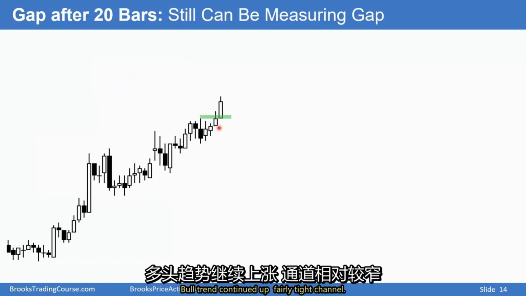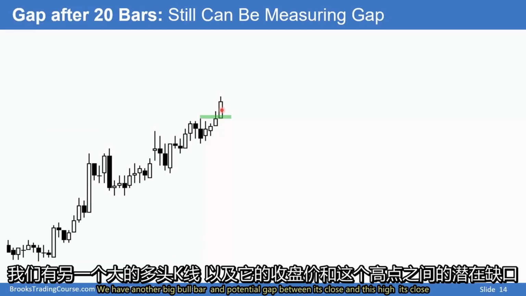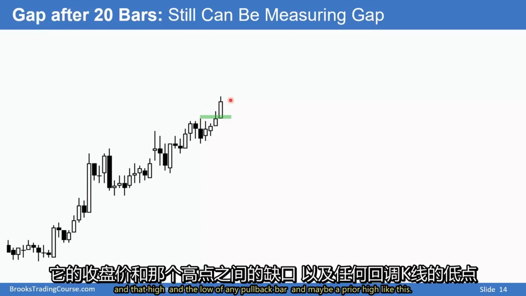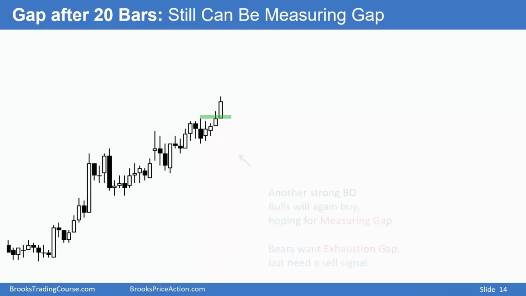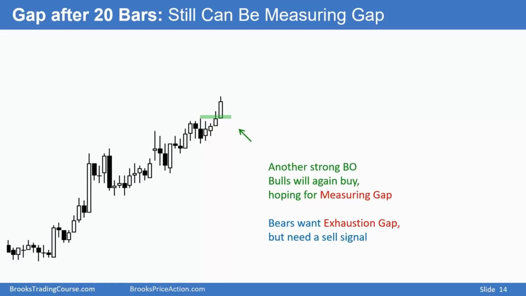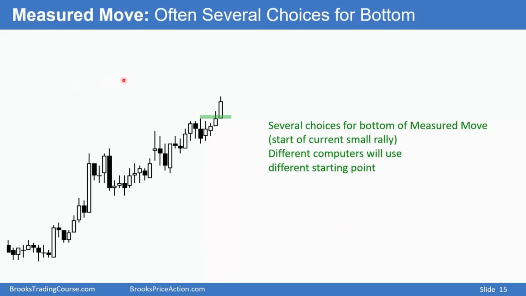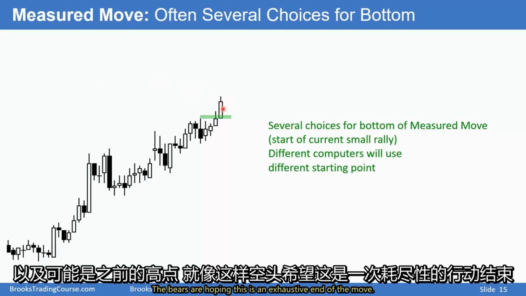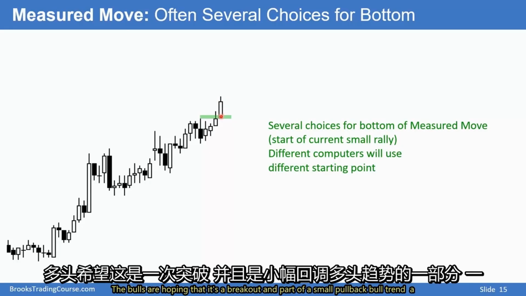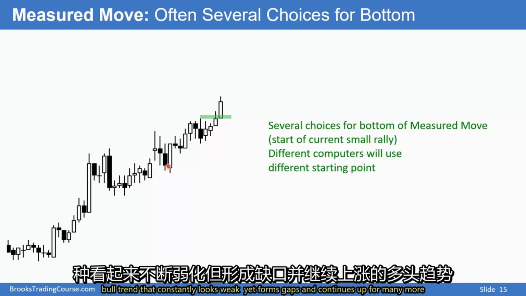Bull trend continued up, fairly tight channel. We have another big bull bar and potential gap between its close and this high, its close and that high, and the low of any pullback bar and maybe a prior high like this. The bears are hoping this is an exhaustive end of the move. The bulls are hoping that it's a breakout and part of a small pullback bull trend, a bull trend that constantly looks weak, yet forms gaps and continues up for many more bars.